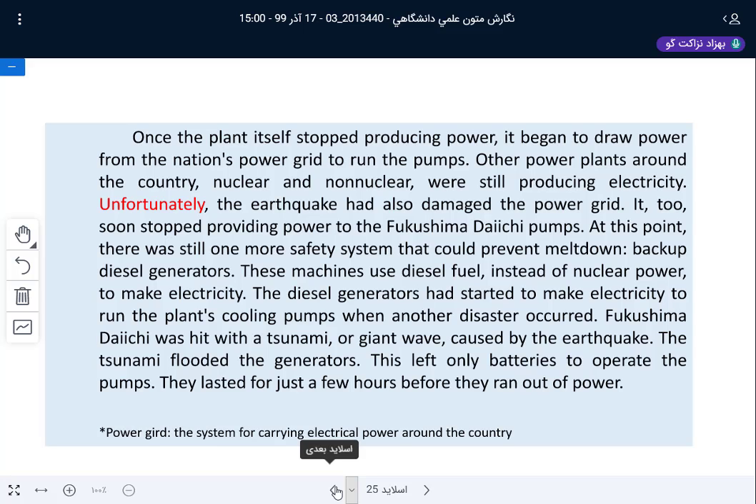Other power plants around the country, nuclear and non-nuclear, were still producing electricity. So far, so good. Unfortunately, this shows that something bad happened. The earthquake, so this is a signaling word, this contributes to the coherence and it tells us how smoothly we move from one sentence to another. The earthquake had also damaged the power grid. So it too soon stopped providing power to Fukushima Daiichi pumps.